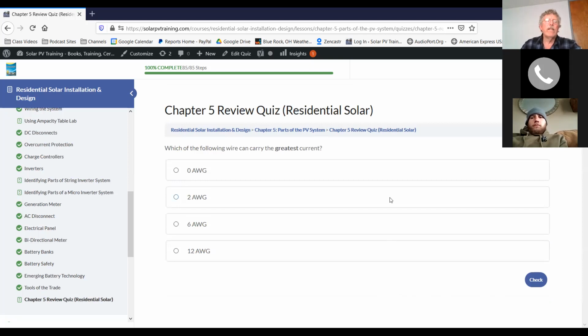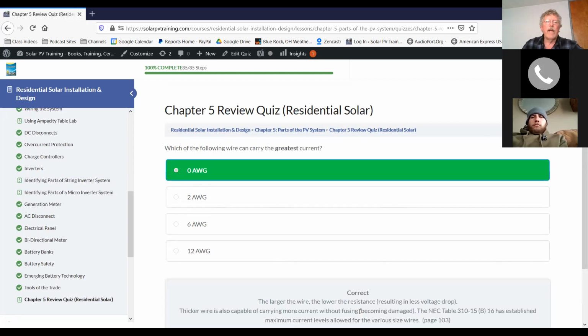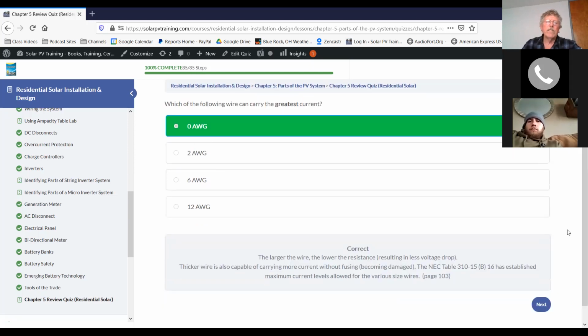Which of the following will carry the biggest current of these four? Well, the bigger the wire, the more current it will carry. So once again, a 0 gauge wire is a pretty big wire. Like 4/0, 4 zeros, is going to be about the size of my finger, the copper conductors. So it's a pretty good sized wire. 4/0 is pretty much the biggest wire you're probably going to be dealing with unless you get into commercial systems.